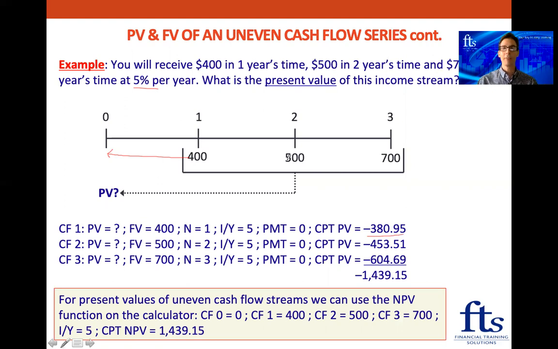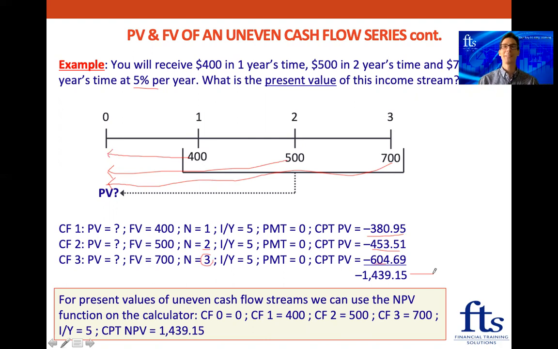And then what about the $500? Well, we're going to discount this one back 2 years. So we discount the $500 back 2 years, and we see that $500 in 2 years' time is worth $453 today. And then lastly, we've got to discount the $700 back 3 years. So $700 in 3 years' time is worth $600 today. Then we've got to sum all of those up.